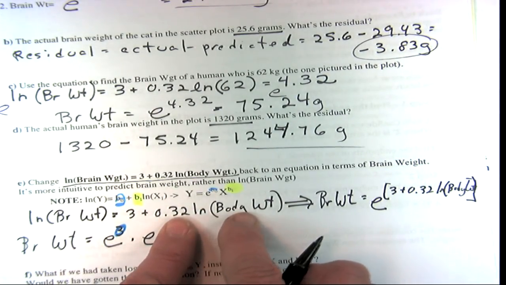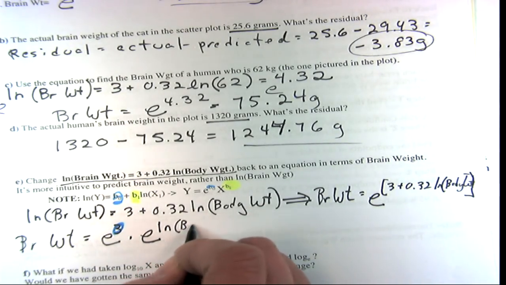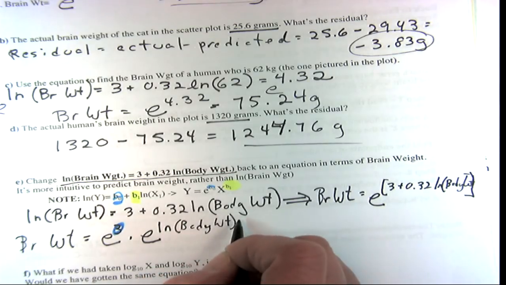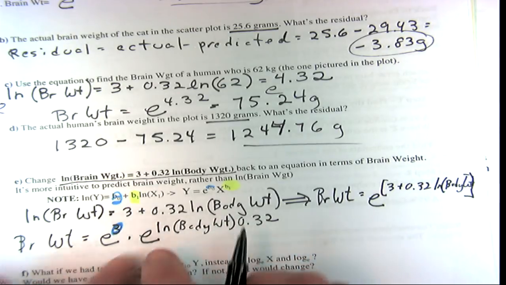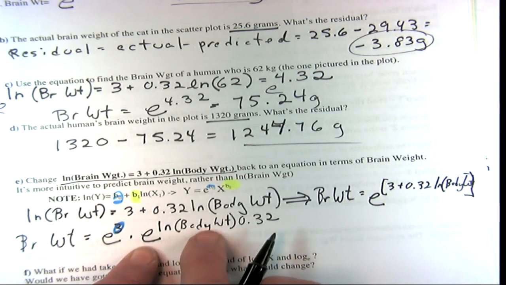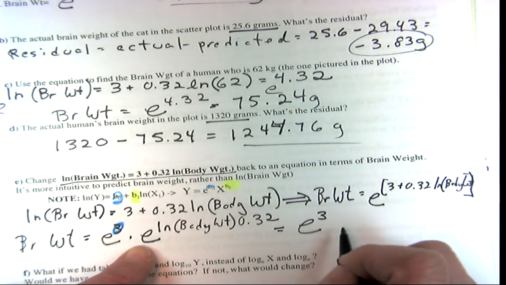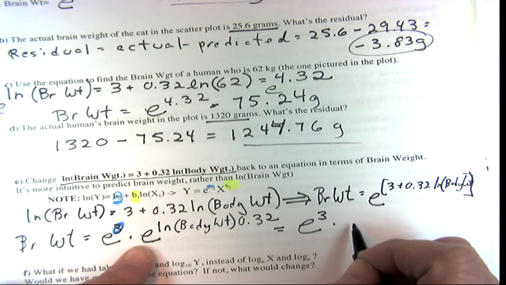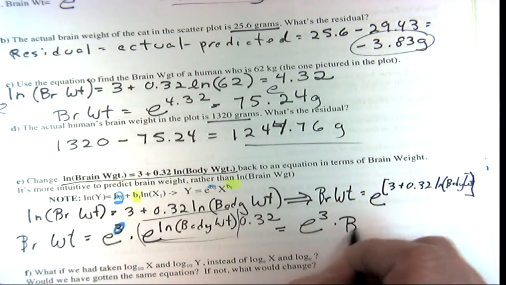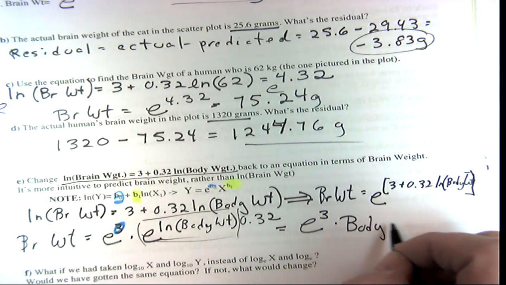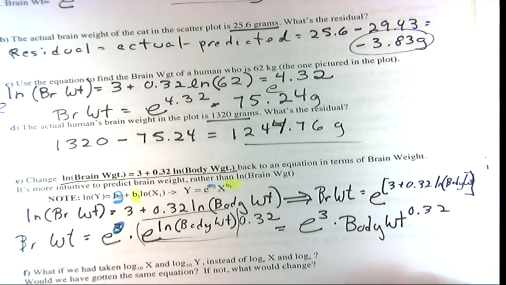I'm just going to write it, it's commutative, so I'll put this first, just so you'll see it more clearly. Times the 0.32, right? And now you know e to the log of the body weight is body weight. So this becomes e cubed times what? This whole thing turns into body weight, the x. Body weight raised to the 0.32. So that is our equation.